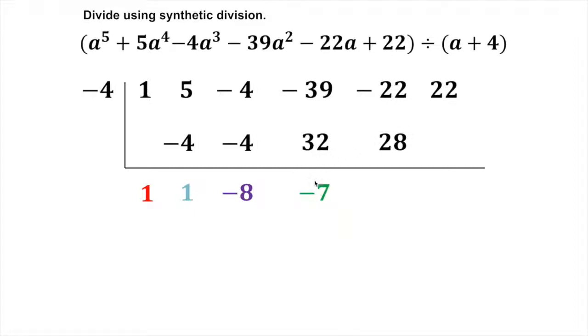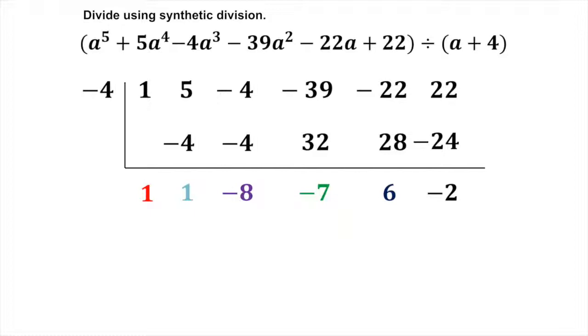And this process occurs all the time. We're going to add as we go down, and then we're going to multiply as we go in this diagonal here. Okay, so negative 22 plus 28 is going to be 6. Negative 4 times 6 gives me negative 24. 22 minus 24 is negative 2.